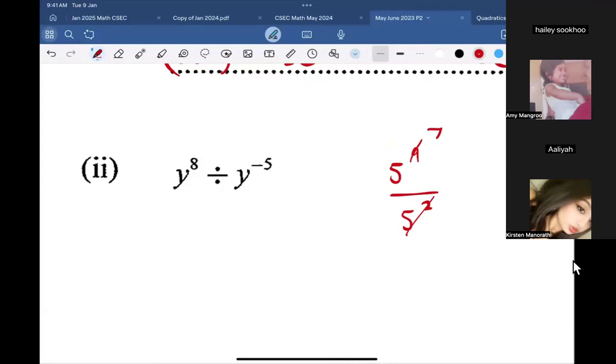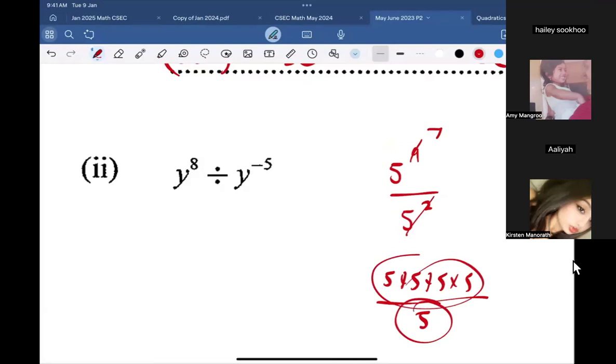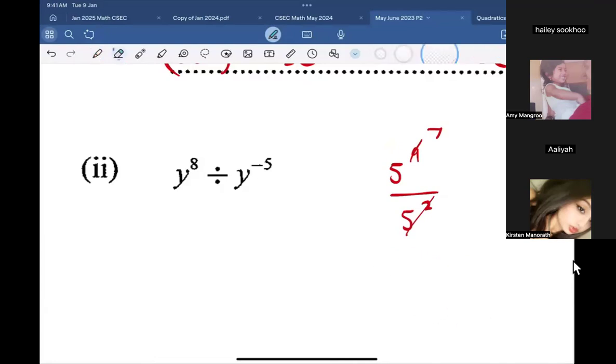if I were to write out the full thing, I'm too lazy. I'm just going to show you this little example here. This is 5 to the power 4 divided by 5 to the power 1. The 5 in the bottom would cancel off with 1 on top, so you'll be left with 5 to the power 3. Basically, what I'm trying to say is, anytime you have the same base, in this case 5, and you divide, you minus the powers.